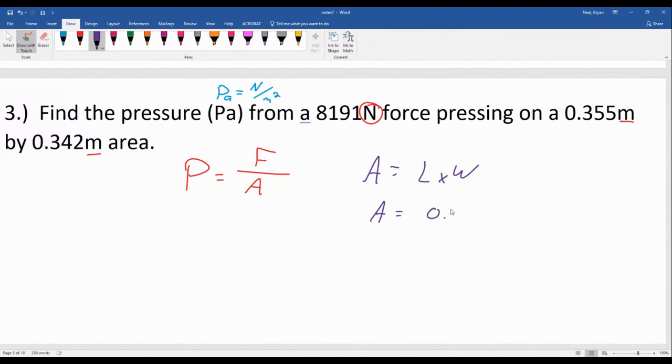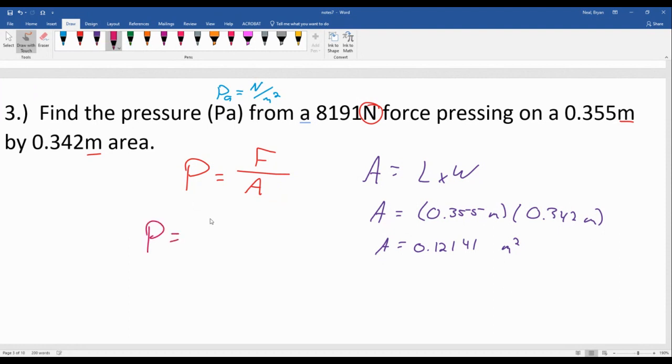So it doesn't really matter what we call length and width. We just want to take these different dimensions and multiply them together. And because there are two of them, we get meters squared. From running those through, looks like 0.12141. And then now we can get an answer.